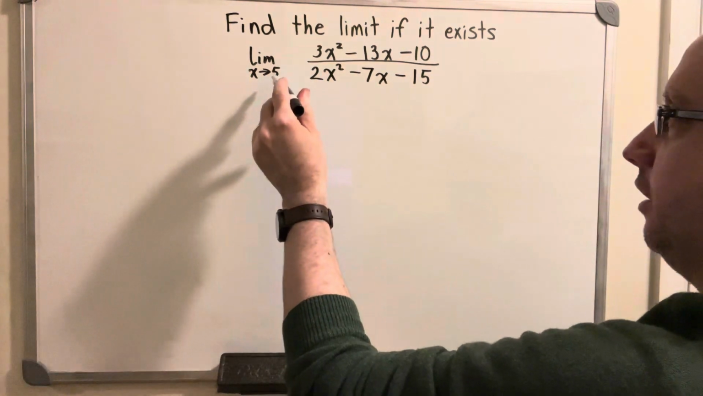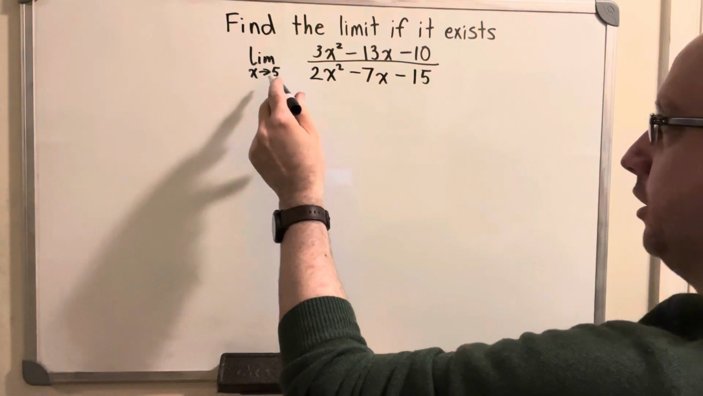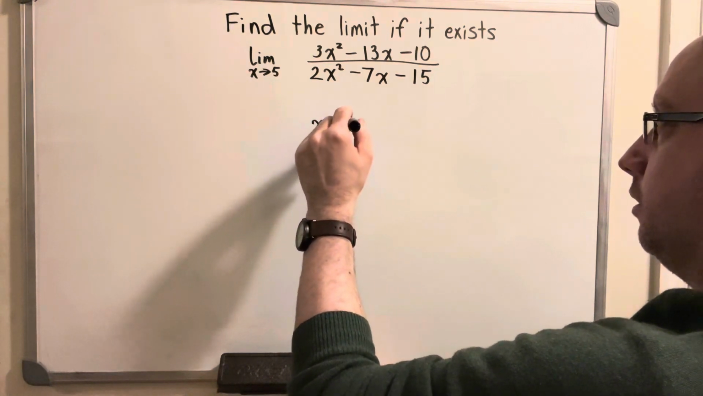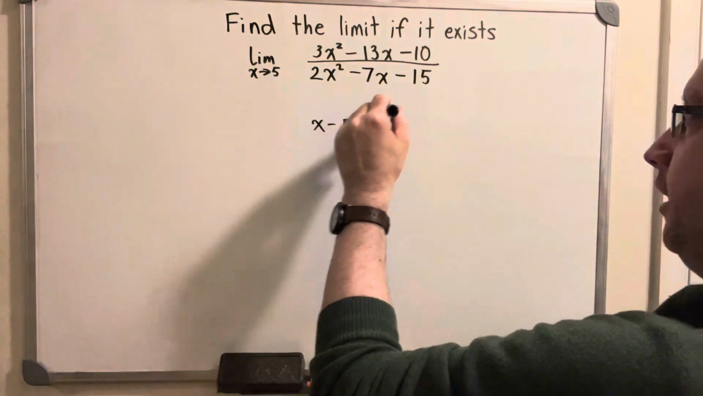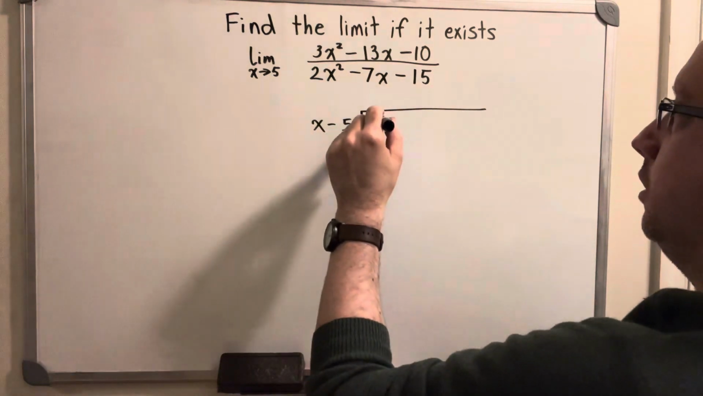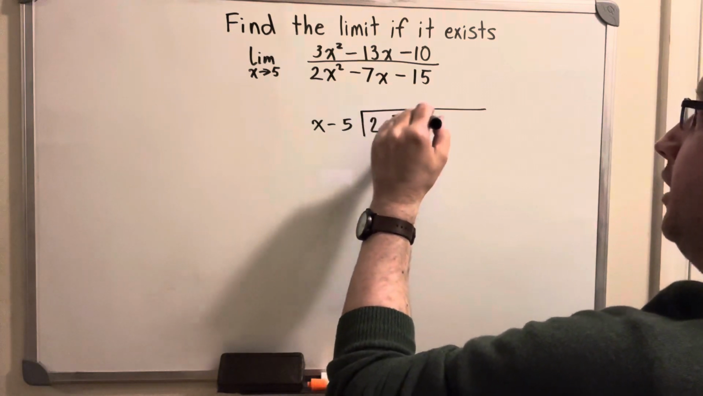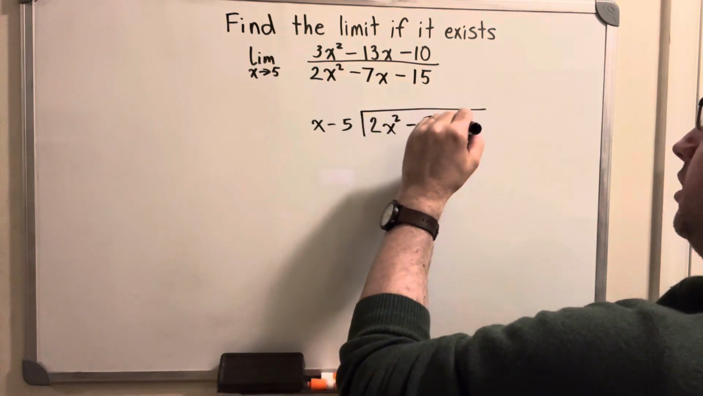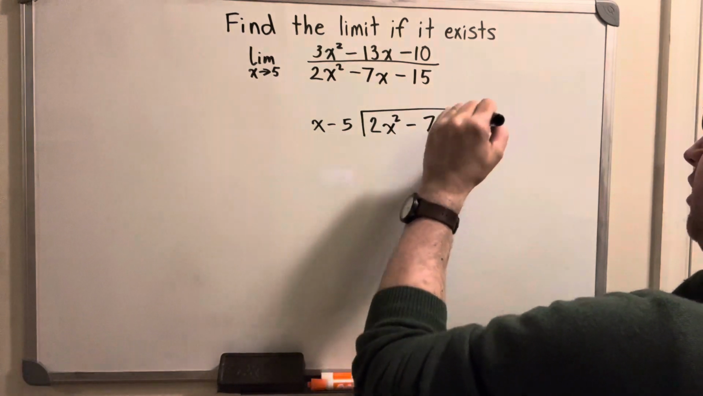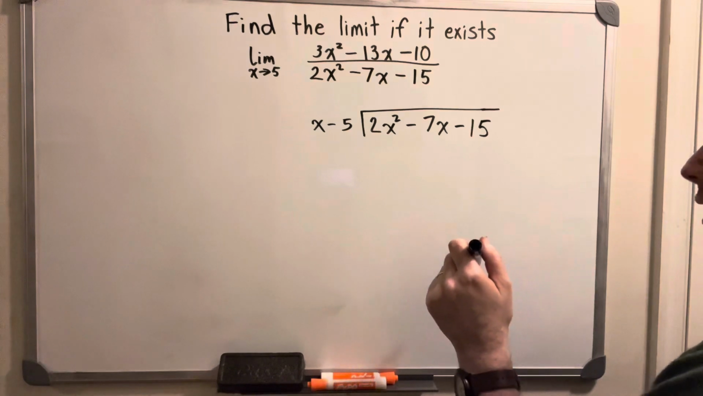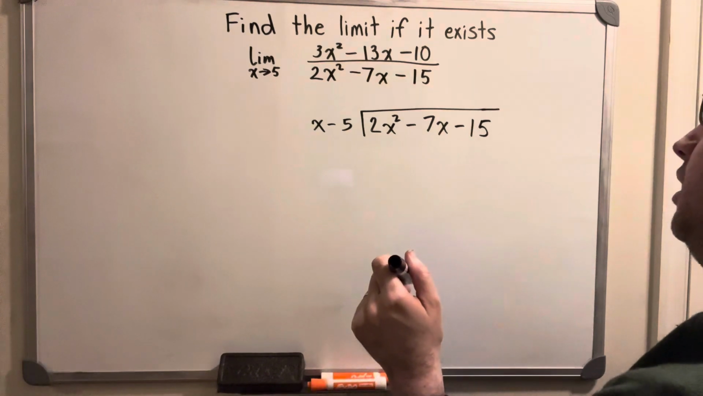What do we need to factor out? If the limit as x approaches 5 is what we're doing, then we need to factor out x minus 5 from 2x squared minus 7x minus 15. This is a good chance to practice your polynomial division.